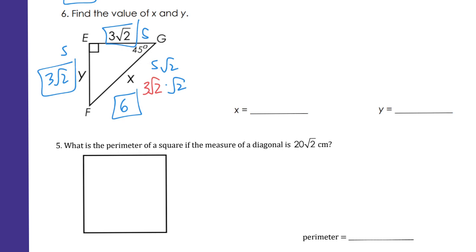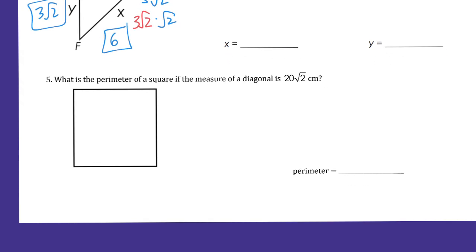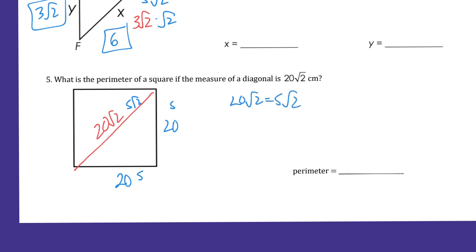The last one we're talking about, the perimeter of the square, if the diagonal is 20 root 2. If the diagonal is 20 root 2, you know the two sides have to be 20. How do we know that? Well, if this is s, and this is s, and this is s root 2, you can solve 20 root 2 equals s root 2. How do you solve for s? Divide both sides by the square root of 2. s is equal to 20. So each of those sides is 20, which means the perimeter is going to be 20 times 4, or 80 units around it.